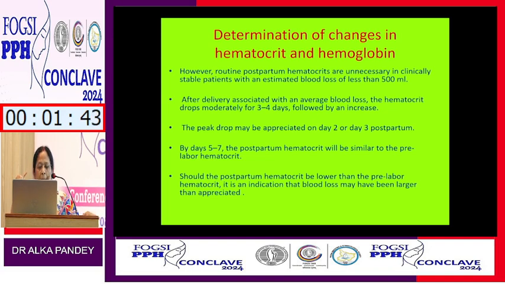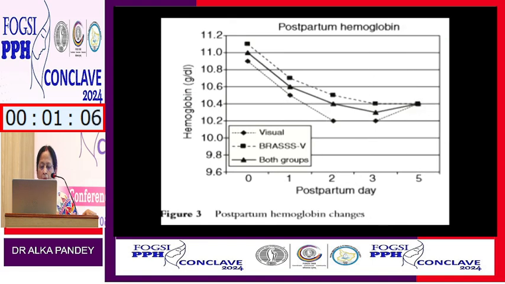However, routine postpartum hematocrits are unnecessary in clinically stable patients with an estimated blood loss of less than 500 ml. After delivery, associated with an average blood loss, the hematocrit drops moderately for 3 to 4 days, followed by an increase. The peak drop may be appreciated on day 2 or day 3 postpartum. By days 5 to 7, the postpartum hematocrit will be similar to the pre-labor hematocrit. Should the postpartum hematocrit be lower than the pre-labor hematocrit, it is an indication that blood loss may have been larger than appreciated. So this is the fall in hematocrit and again rise.